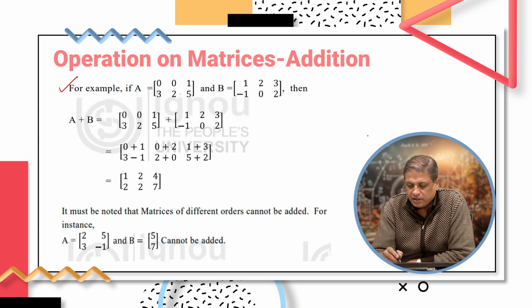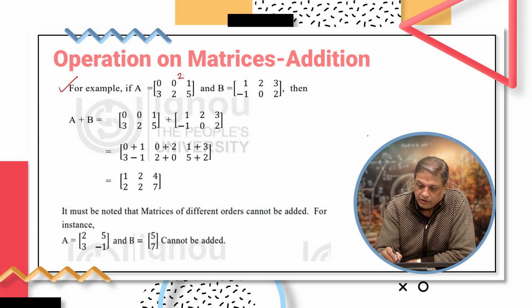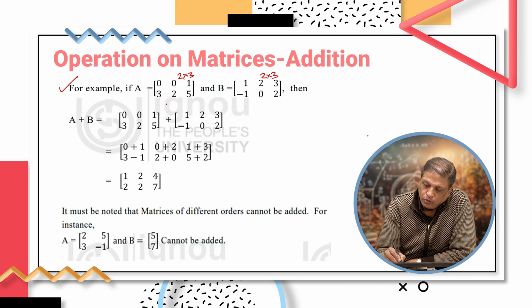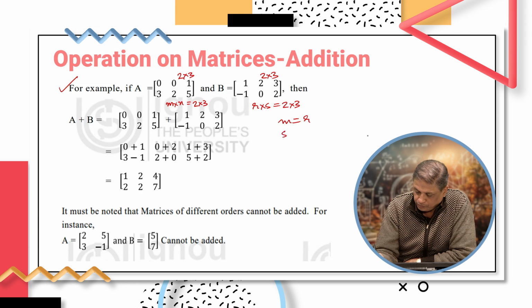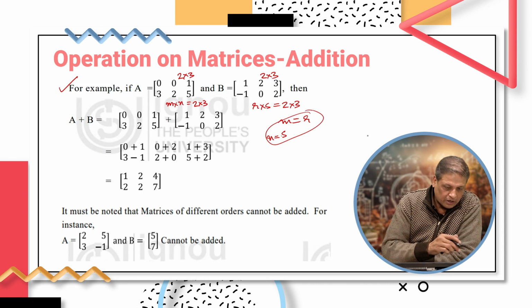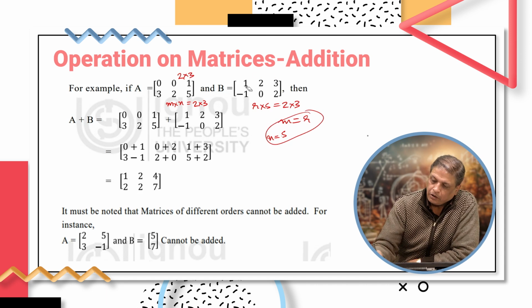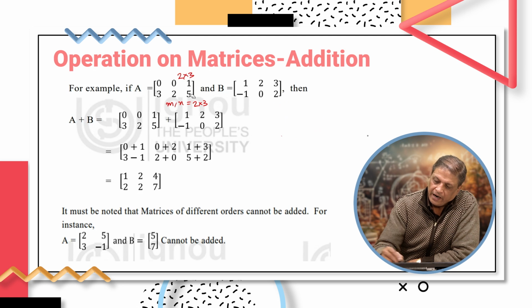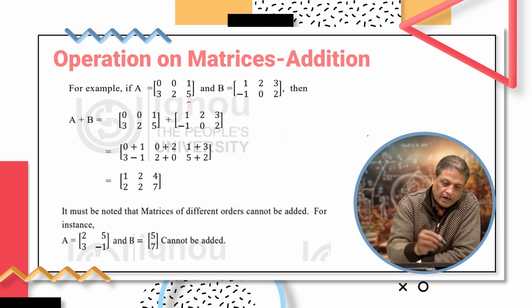Say matrix A is of order 2 rows and 3 columns, and over here also 2 rows and 3 columns. So m cross n is 2 cross 3, and r cross s is also 2 cross 3. So m is equal to r and n is equal to s. So you can say that the order of the two matrices is the same, which means the values are comparable. If they are comparable, the condition of the addition is satisfied. And now we are going to apply the addition part.